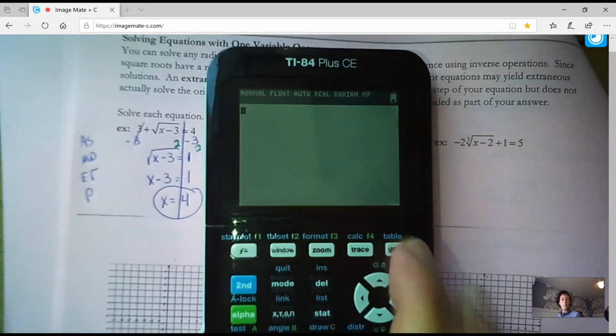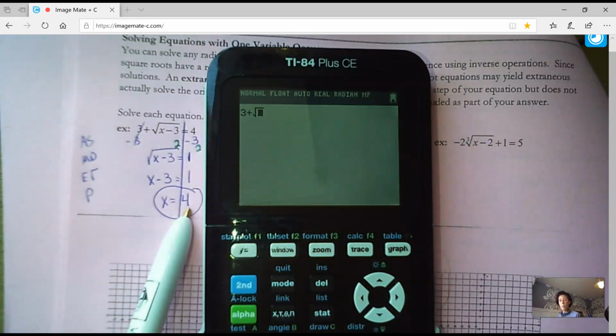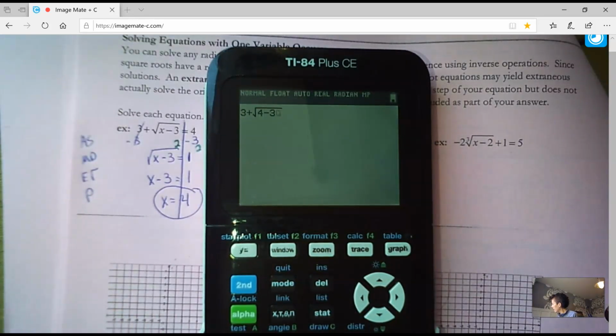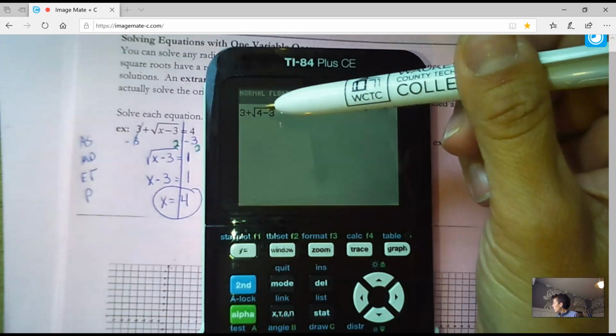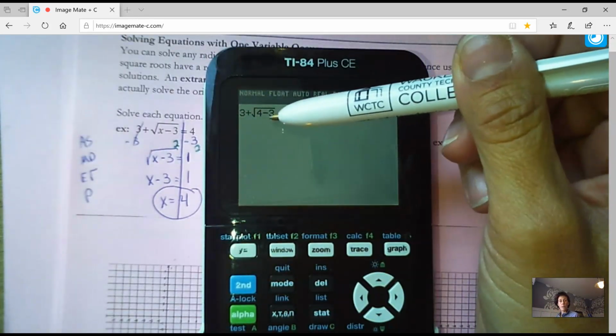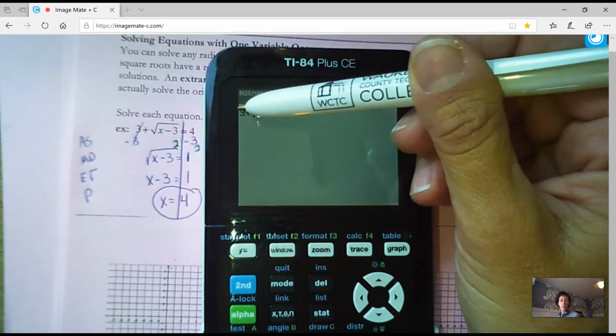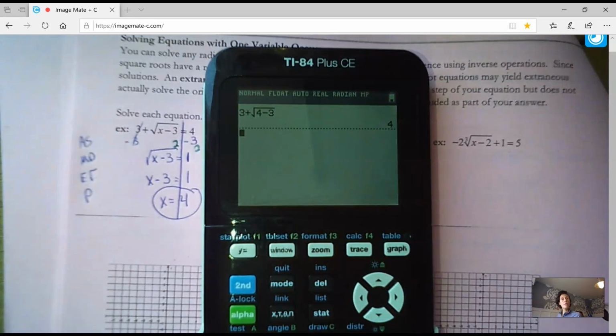So I'm just going to focus on the left side because I want to see if I can get 4. So I just do 3 plus, hit my square root, and instead of x, I'll put the 4 in there. And I'll arrow out of that square root, and I should get 4. So how am I going to get 4? Well, the calculator is going to do the square root first. It will do 4 minus 3, which is 1, and then the square root of 1 is 1. And it's going to take that 1 and add the 3, so we get 4. So the left side equals the right side. 4 is a solution. It's not an extraneous solution.